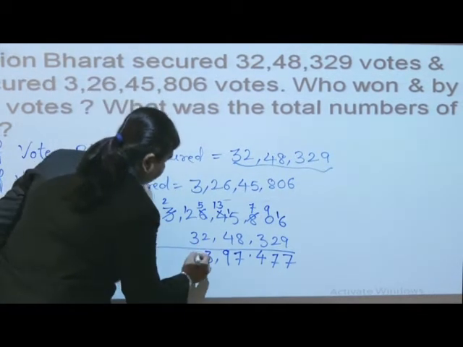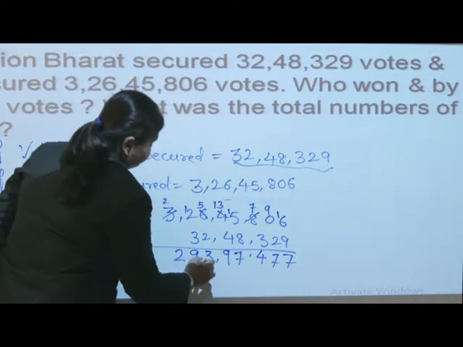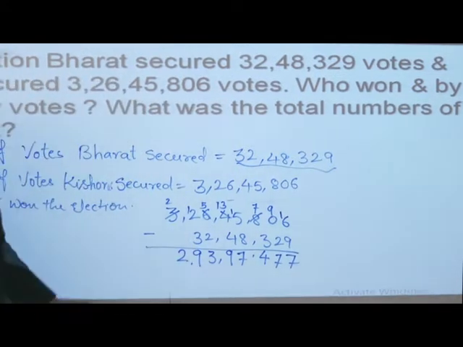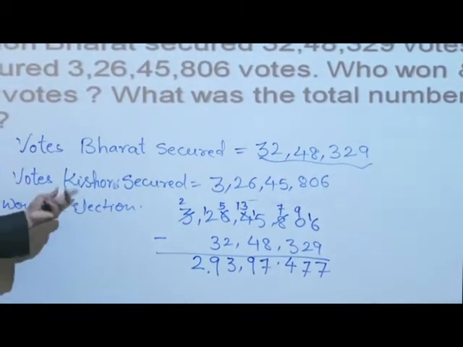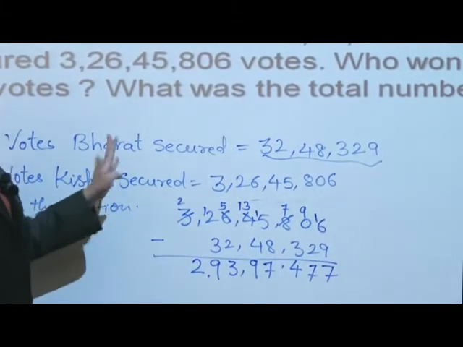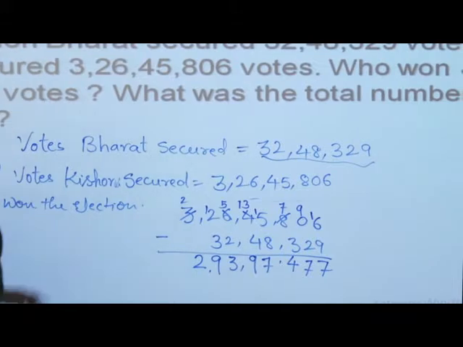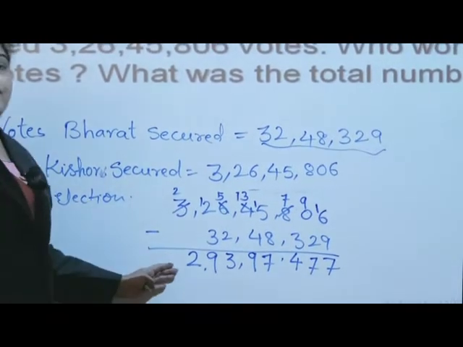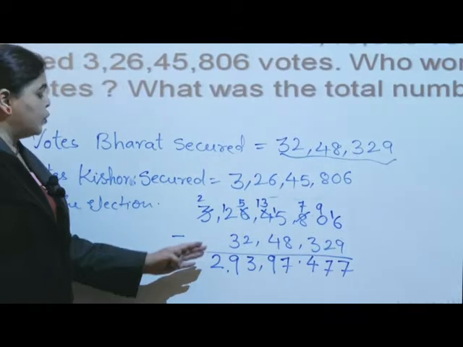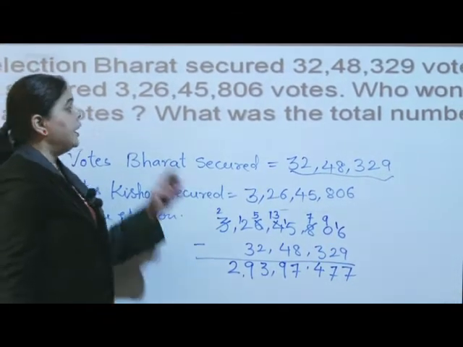Again we have to use the magic of 9. 9 plus 3 is 12. Again here will be 2. So we found by how many votes Kishore won over Bharat. So these are the number of votes which were extra than that of Bharat. So we can say that Kishore has won the election.